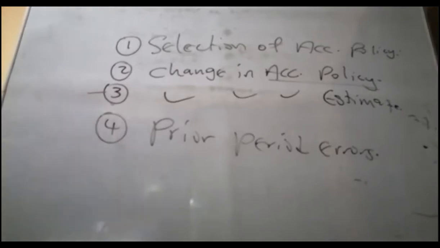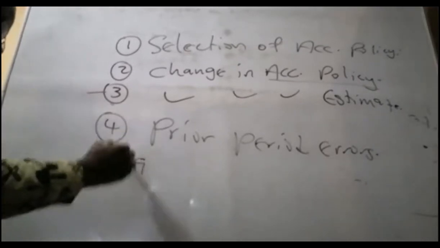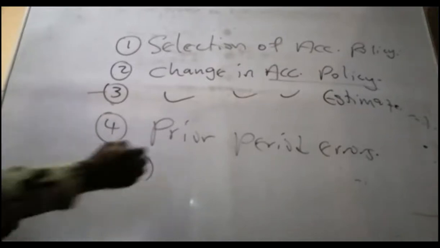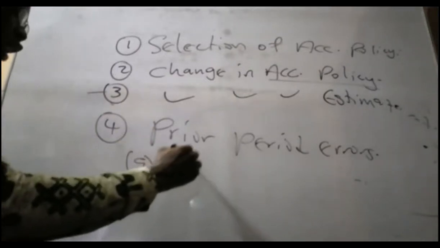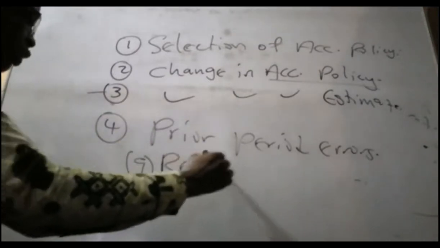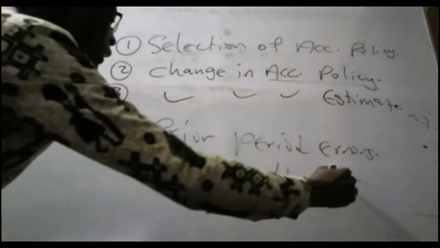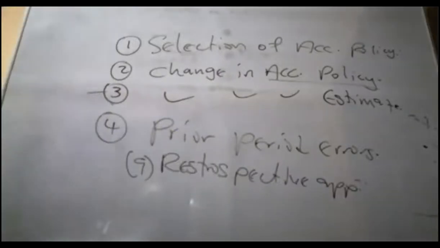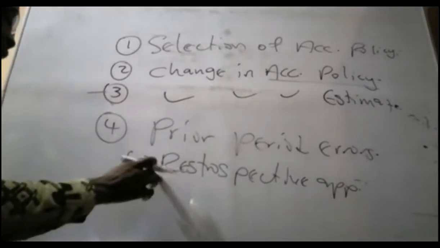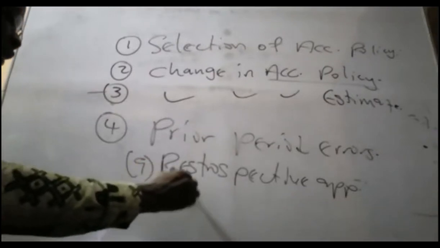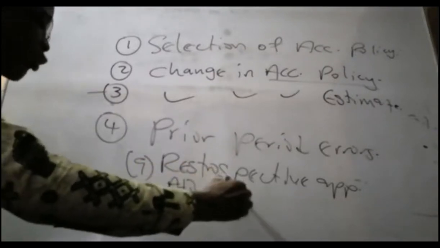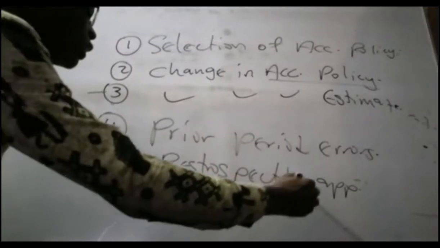That one also requires retrospective application. Retrospective application simply means, or retrospective restatement, we have to adjust the opening balance of the retained earnings. Adjust the opening balance of what? The retained earnings.